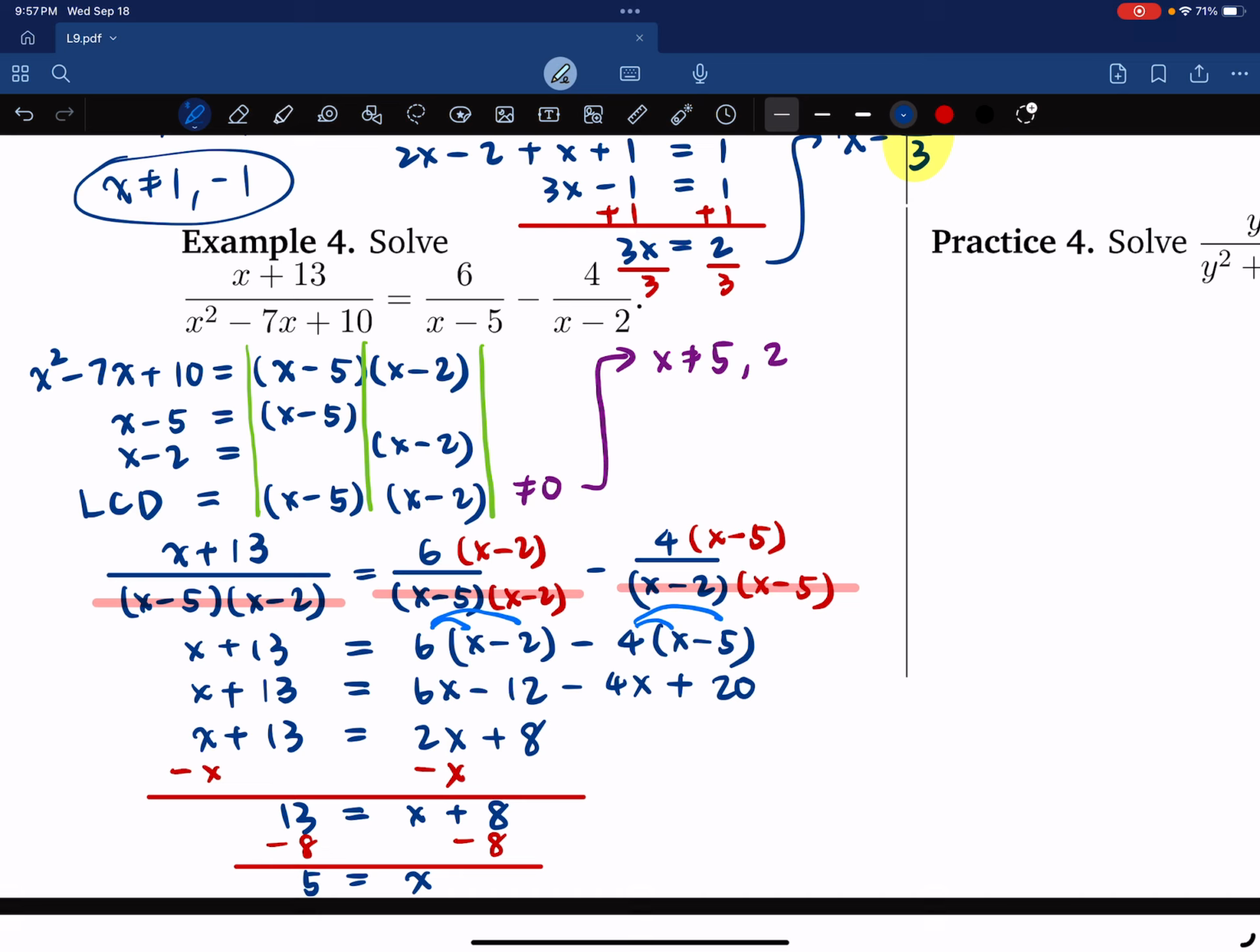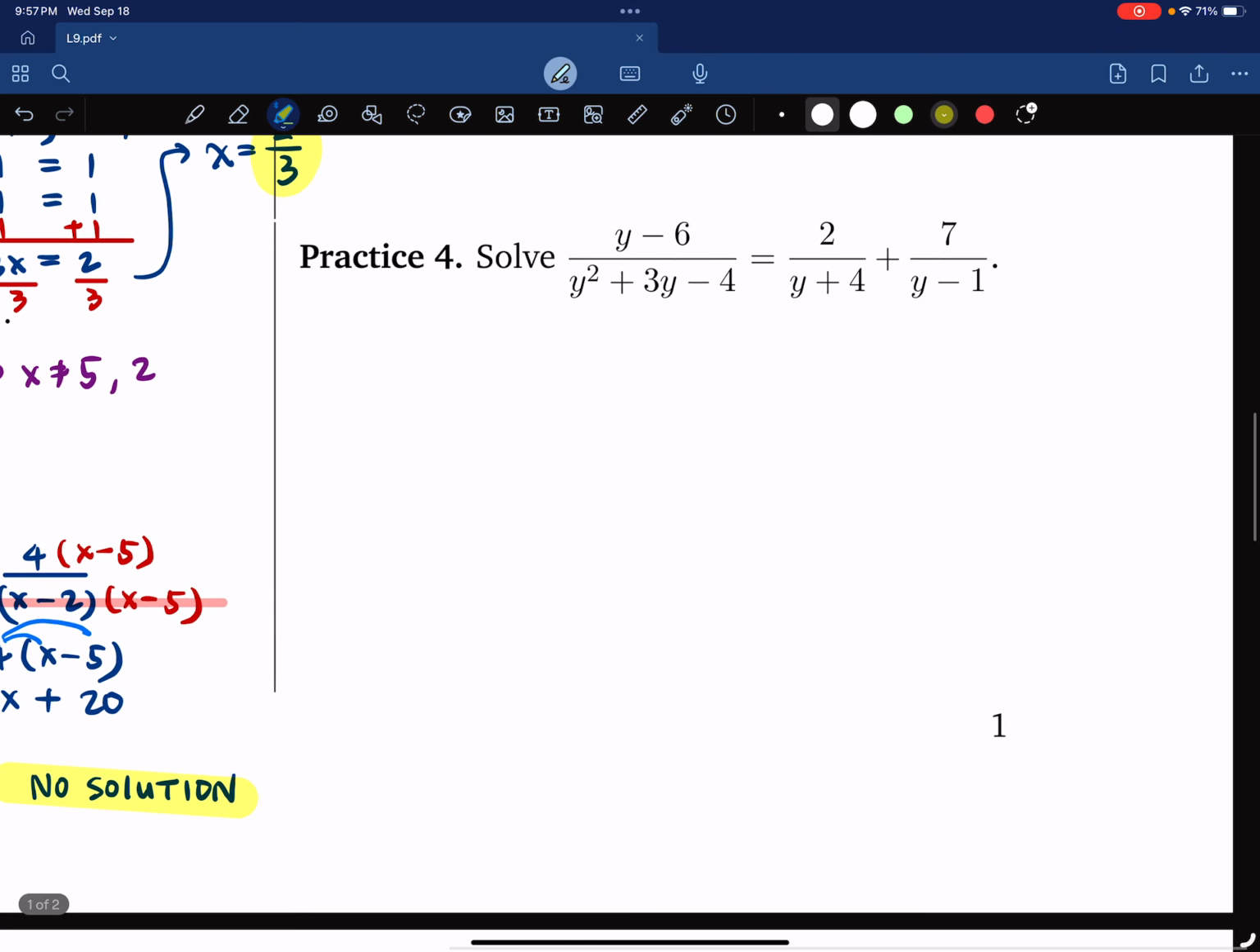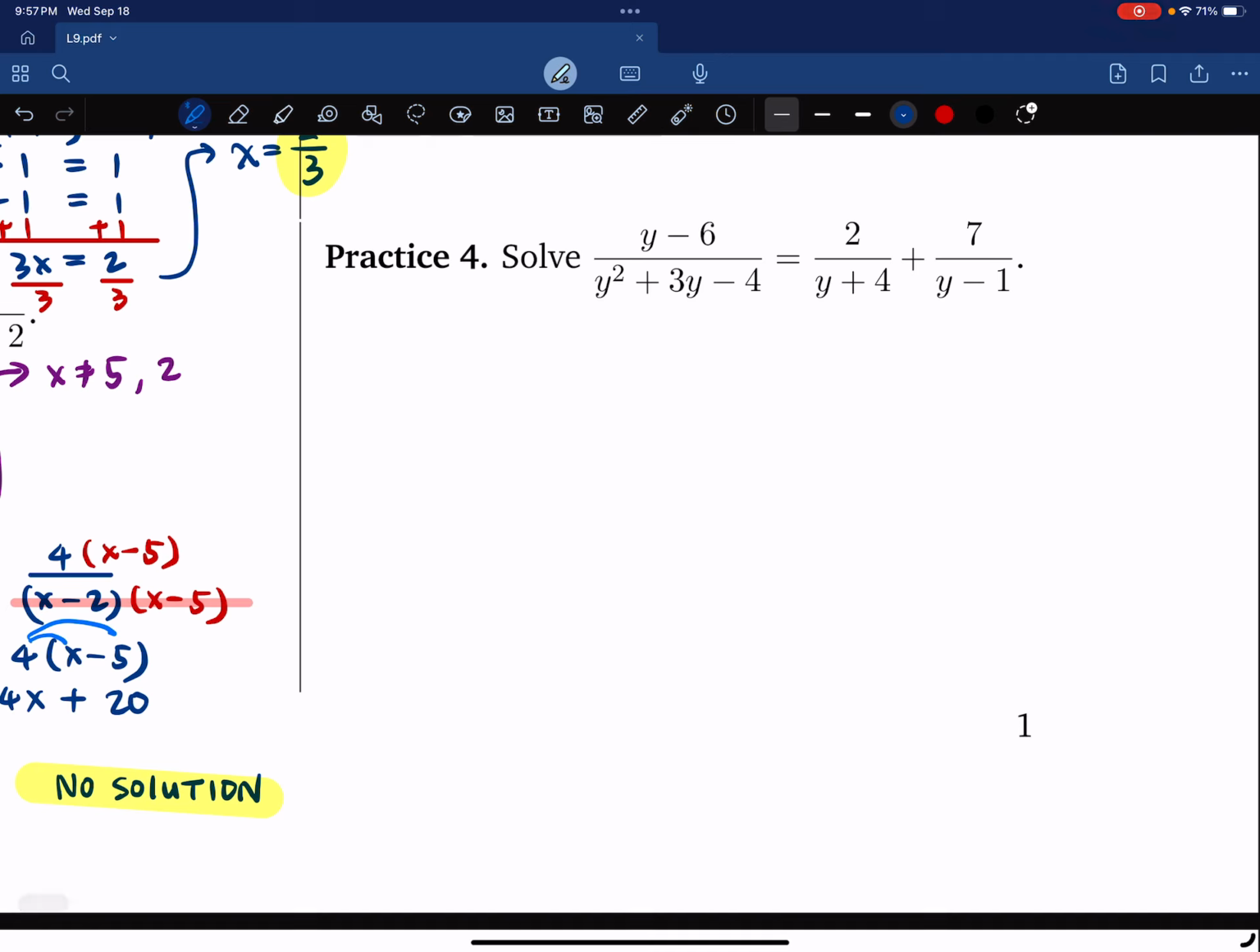And what do you see? Do we box this? We do not, right? Why is that? It's because of the restrictions right here, remember? x cannot be 5, x cannot be 2. If x is 5 or 2, the denominator will be 0. So what do you write then? We eliminated x equals 5. You will just say no solution in this case. And that will be what you write if you eliminate all possible solutions. Let's use practice 4 as a practice. The solution is no solution.